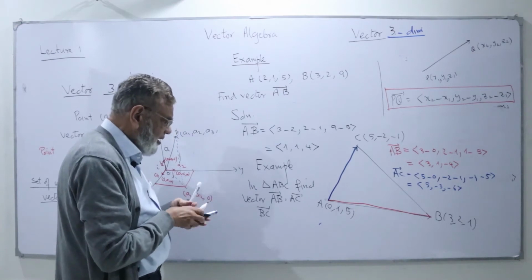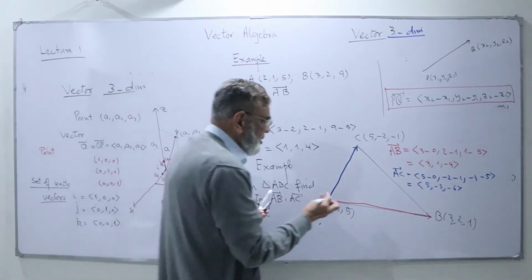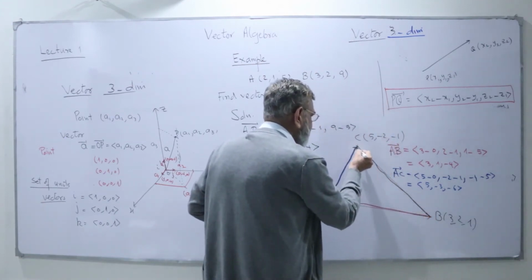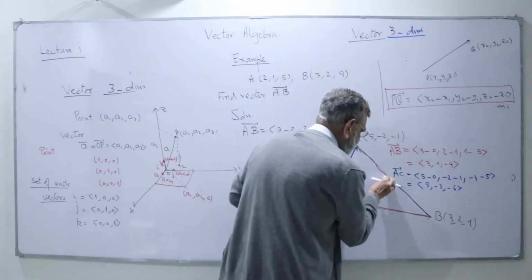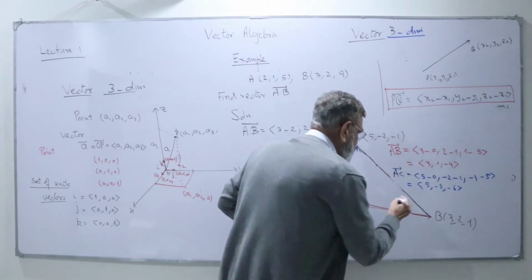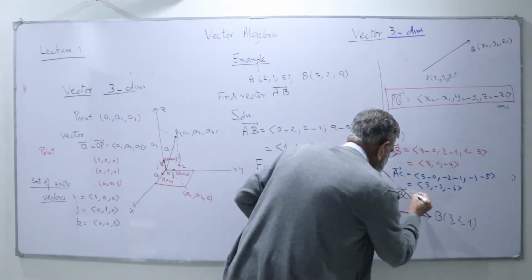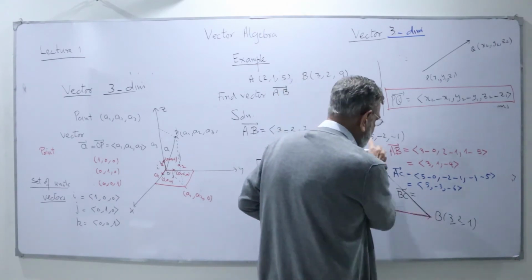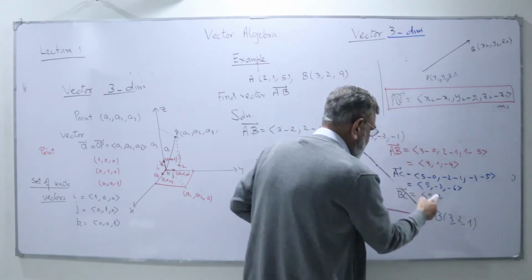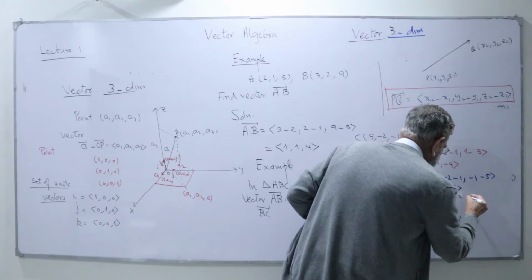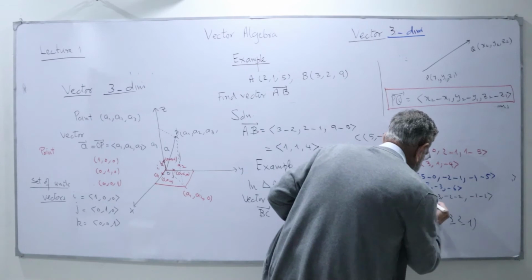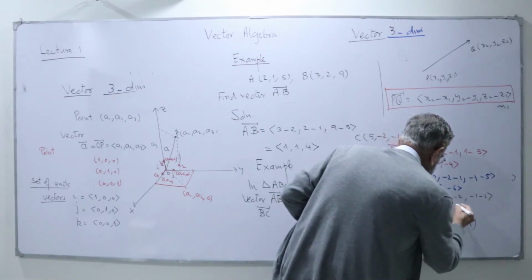Now I have the third one, my side BC. B is my initial point, and C is my terminal point. Sorry for not having a nice drawing. So I write my BC: x2 minus x1, 5 minus 3, then y2 minus y1, minus 2 minus 2, then z2 minus z1, minus 1 minus 1. The result we get is 2, minus 4 and minus 2.